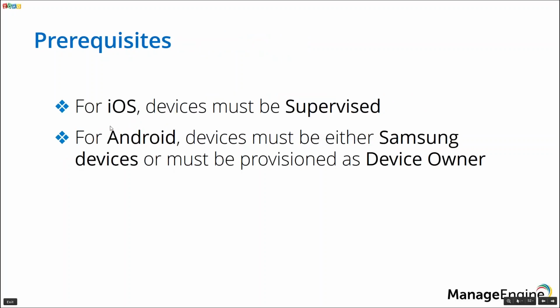As a prerequisite for iOS, the device must be supervised, which has to be added through an ABM or Apple Configurator technique. Only then can you deploy your own enterprise application. For Android, it can be a Samsung device. If not, for other non-Samsung devices, it has to be provisioned as a device owner.